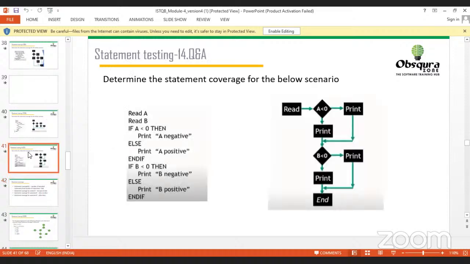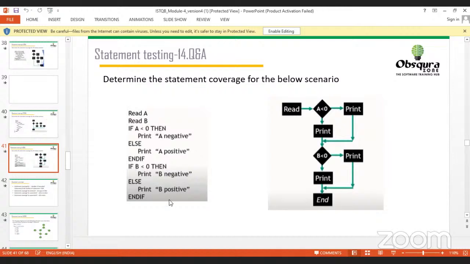For the statement coverage, before that you have to understand what a nested if and an unnested if are. First we'll discuss what an unnested if is, then we'll discuss what a nested if is. So if, else and end if. This if else ends here, and before starting the next if there is an end if. Then it is an unnested if. Unnested if statements. Is it clear? So before starting the next if, there is an end if, then it is an unnested if.